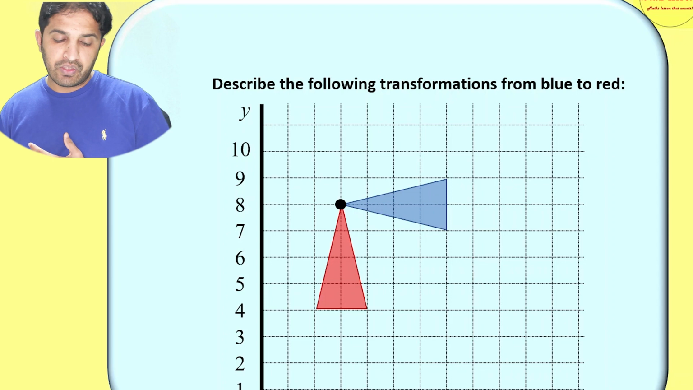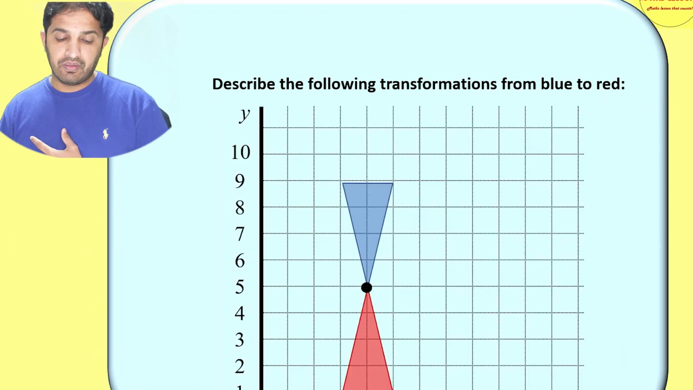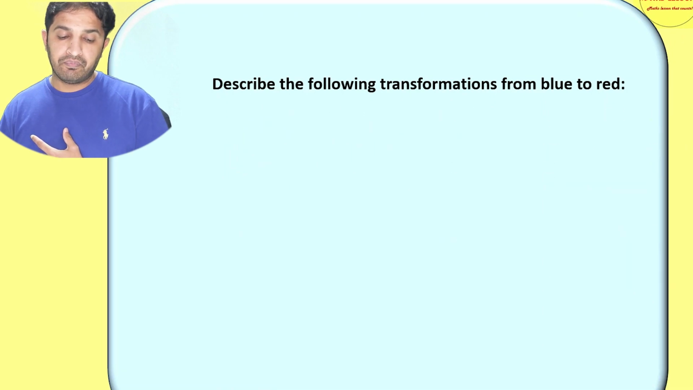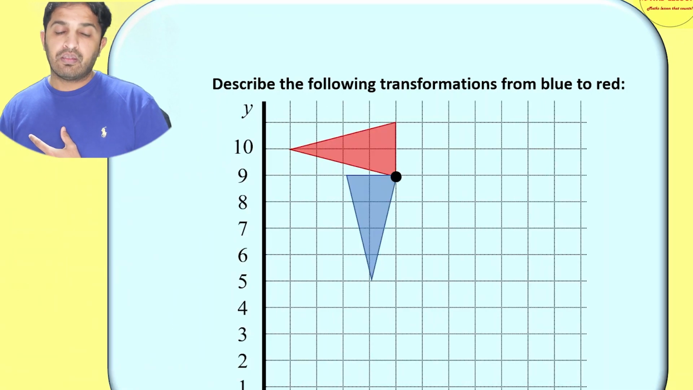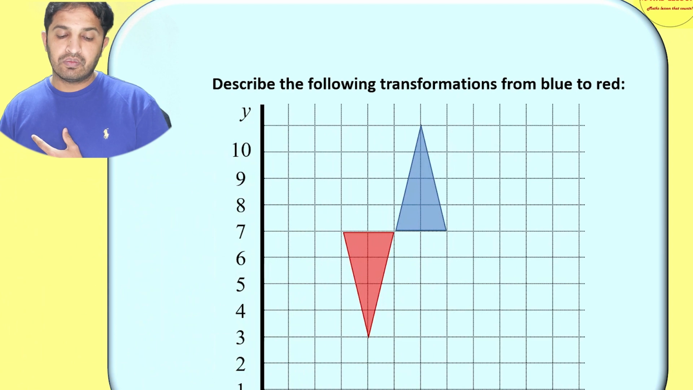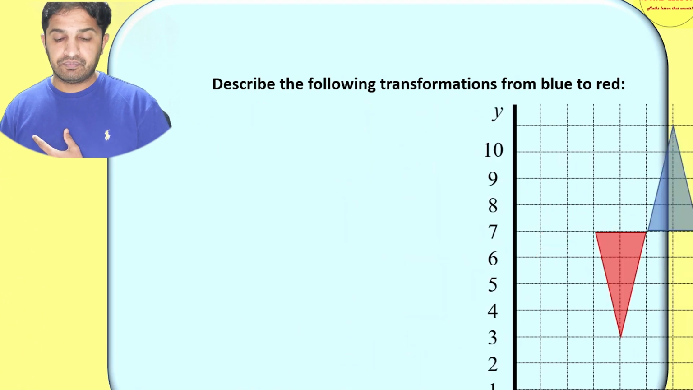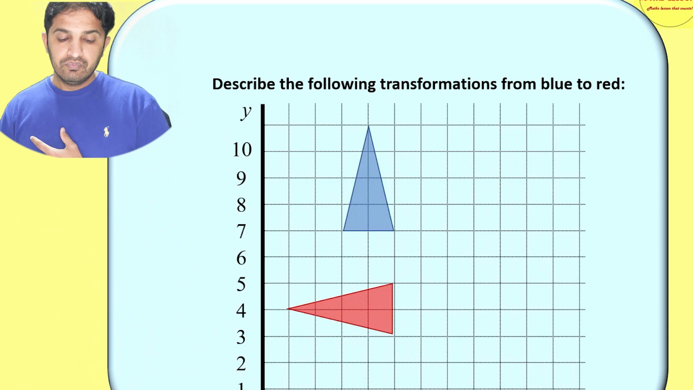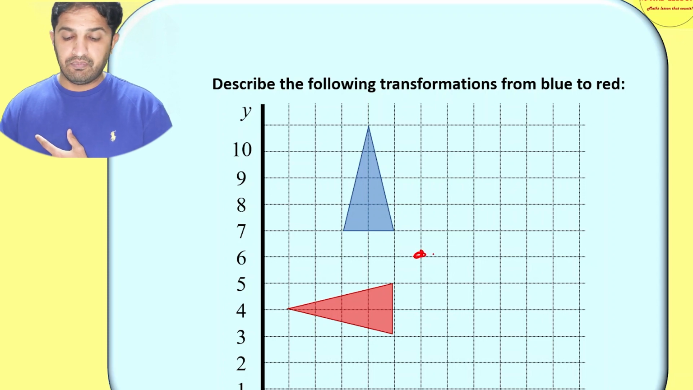So, quick fire questions. Can you describe the rotation from blue to red? I know it's 90 degrees clockwise. Yes. That would be, yes, 180 degrees. 90 degrees clockwise. 180 degrees. 90 degrees anti-clockwise. And the point is this one here.